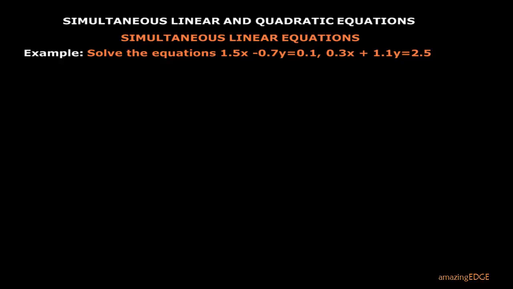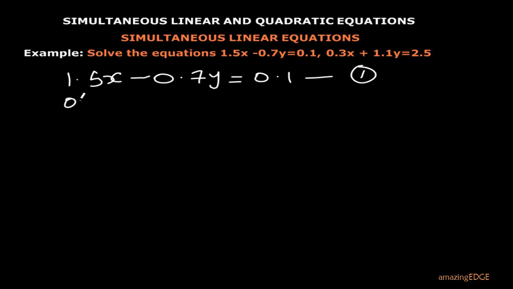So let's look now at this example coming from SS2 New General Mathematics, page 75, exercise 7b, number 7. It is an example of simultaneous linear equation. So we have 1.5x minus 0.7y equals 0.1. We can call this equation 1.